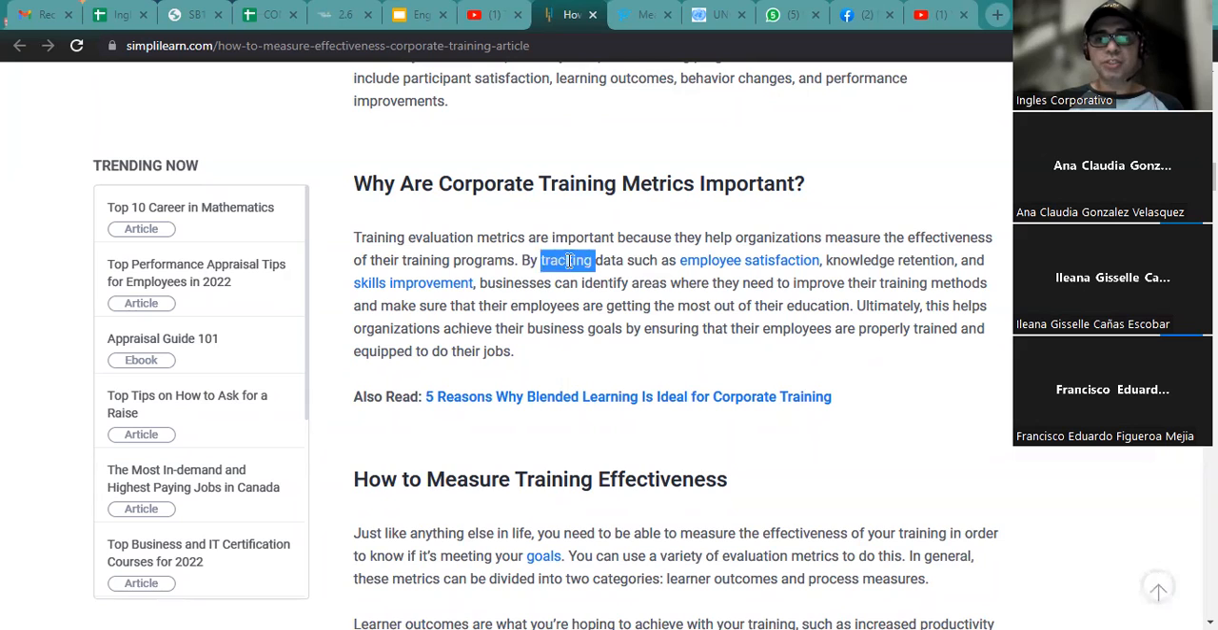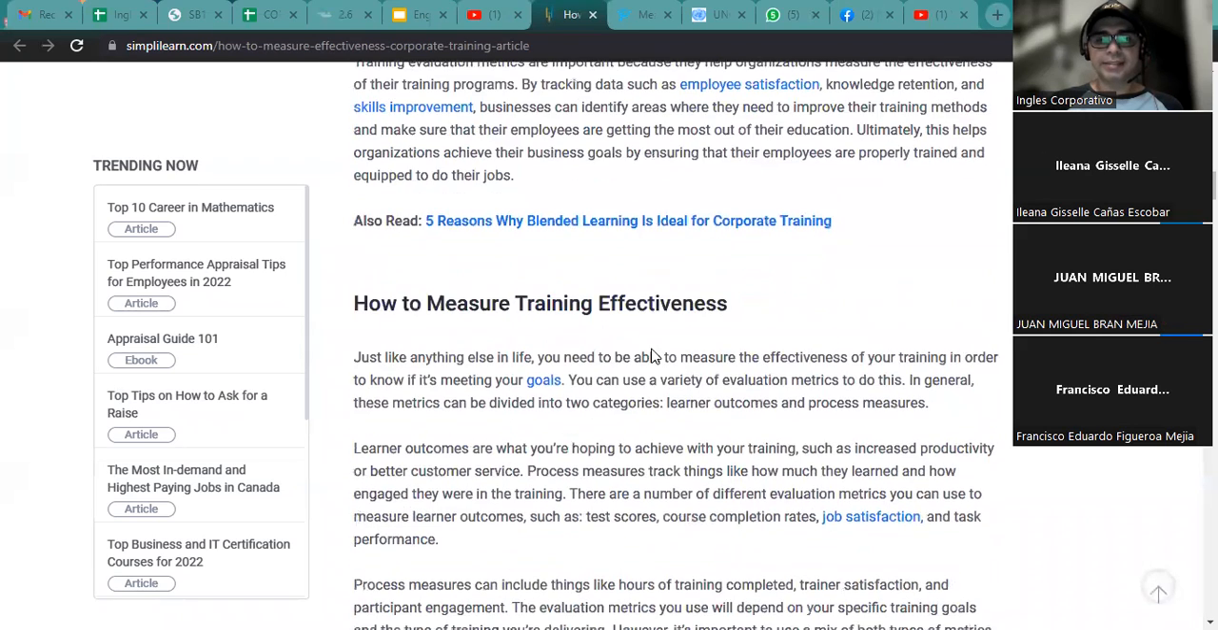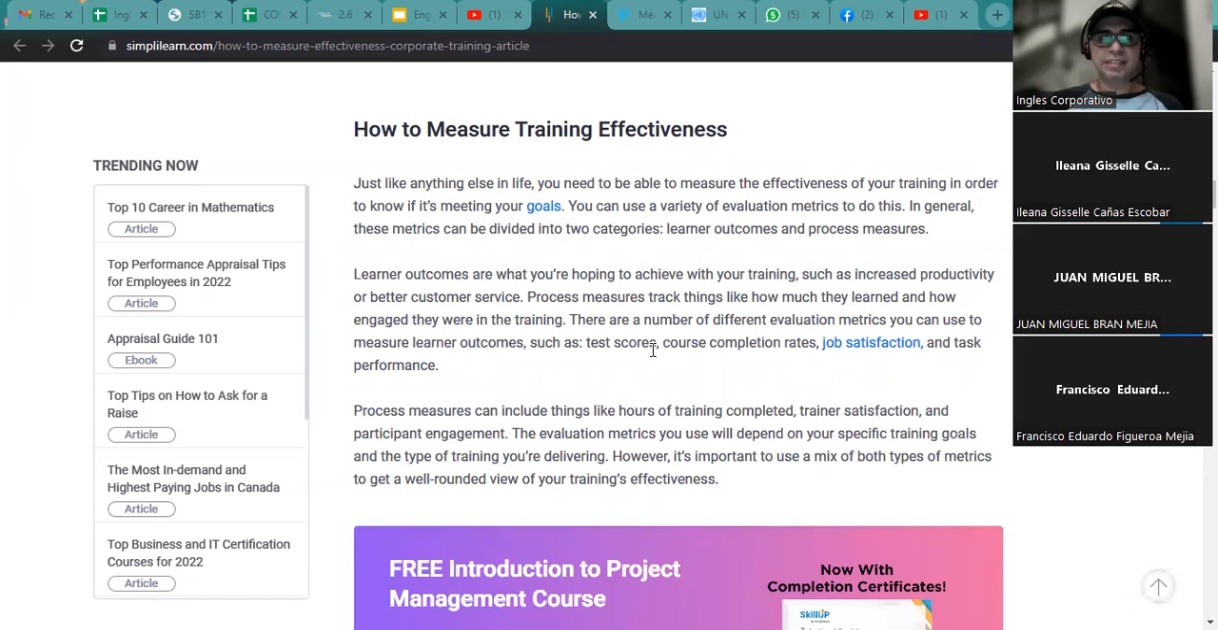Good. What is to track, anybody? Maybe to follow. Maybe monitoring. Monitoring in this case. Good. Monitor or follow up. Very good. Nice. Okay. Remember that the pronunciation on this one is equipped. Okay. And that's it. So how to measure training effectiveness?